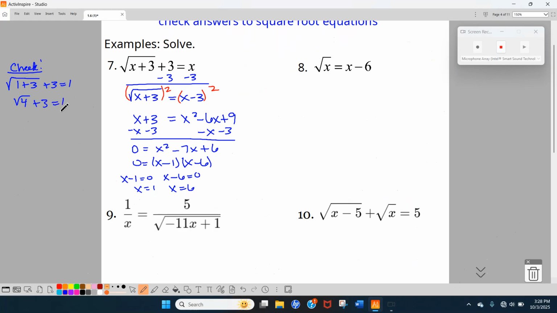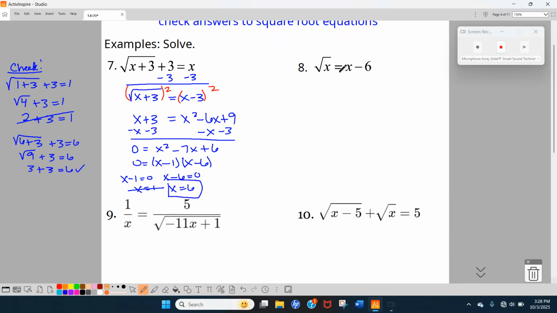So we get 2 plus 3 is equal to 1. That's no good. So that one's no good. Then we check it for the 6. Occasionally, both of them will work. Usually only one will, but you still need to show that you checked both.